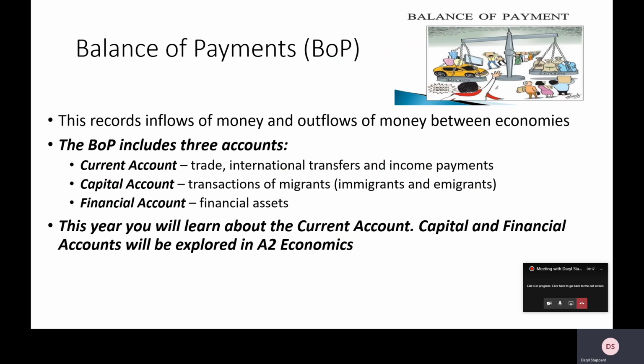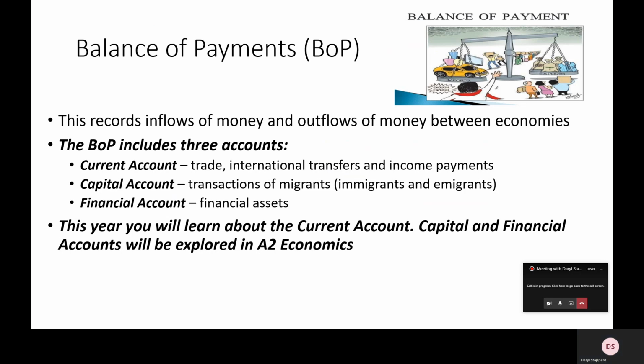Right, overall, let's think first of all about what the balance of payments actually is. Now, the balance of payments simply records the inflows of money and outflows of money between economies. So the inflow of money is money that comes into our economy from foreign economies. This would be an injection of money into our economy from overseas. Outflows of money will clearly be money that starts off in the UK but then flows out of the UK economy.